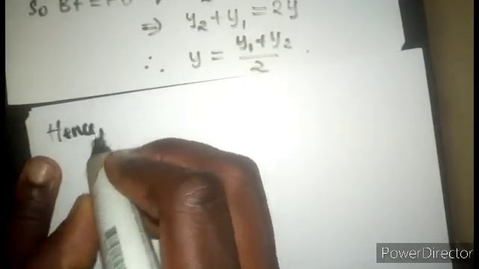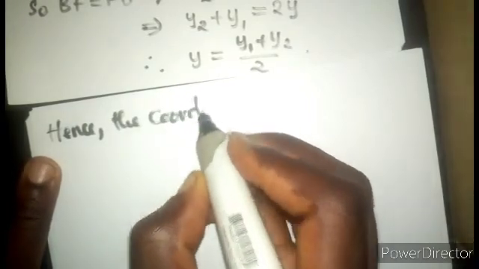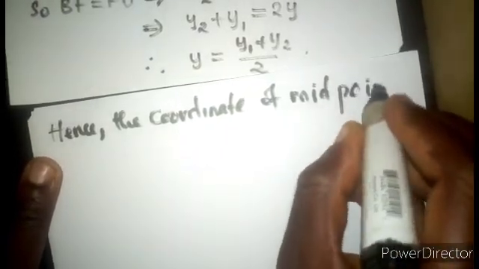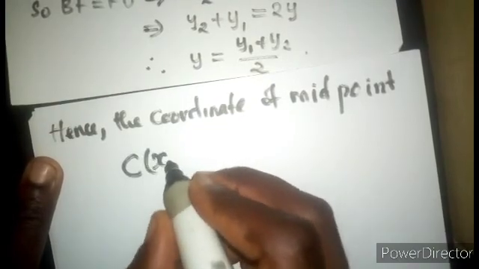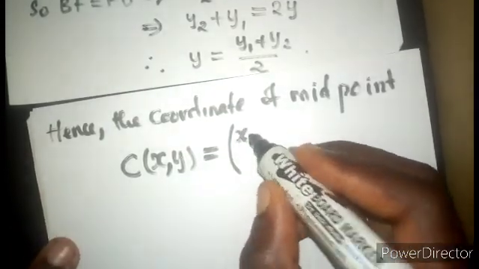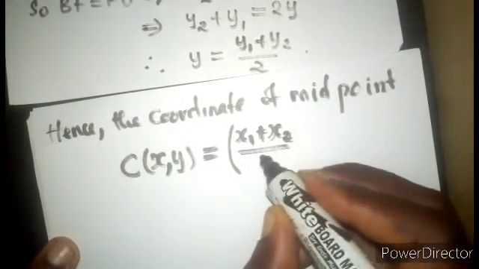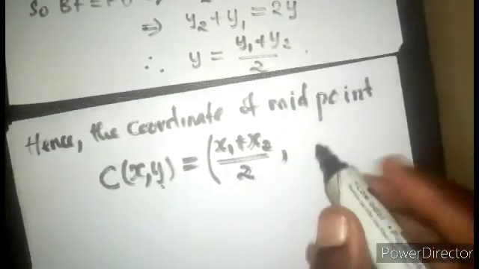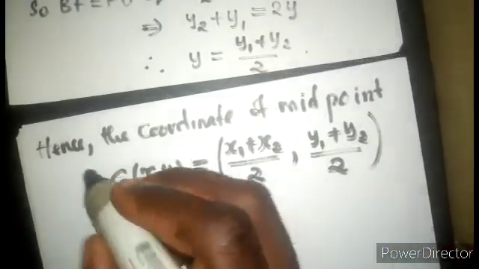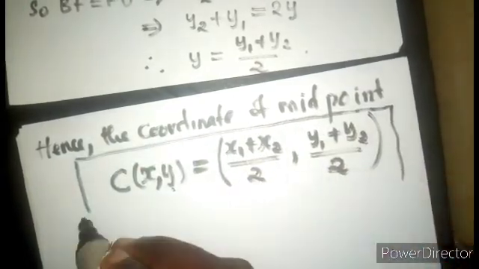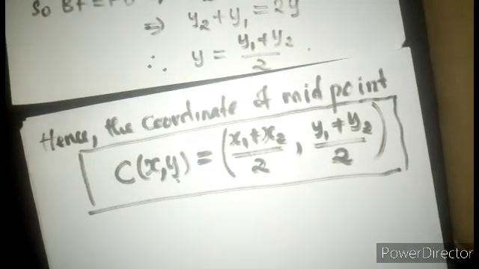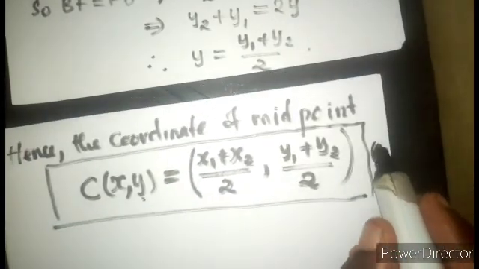Hence, the coordinate of the midpoint C, which is (x, y), is equal to what? What is x? We saw x is x1 plus x2 all over 2. And what is y? We saw y is y1 plus y2 all over 2. Okay, this is the equation of the midpoint between two points. So that will be our equation 2.